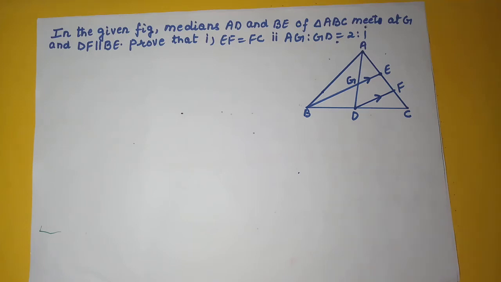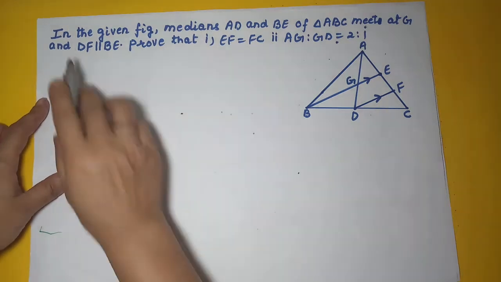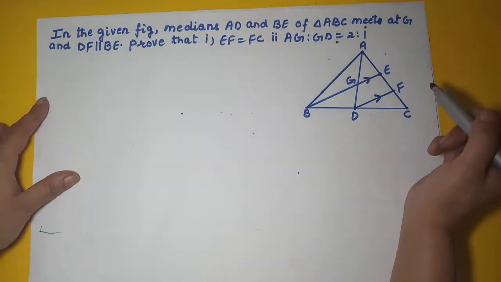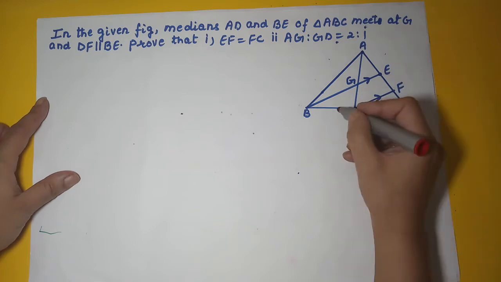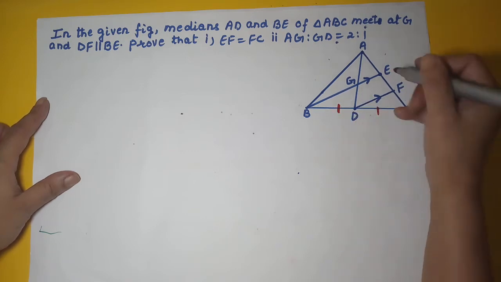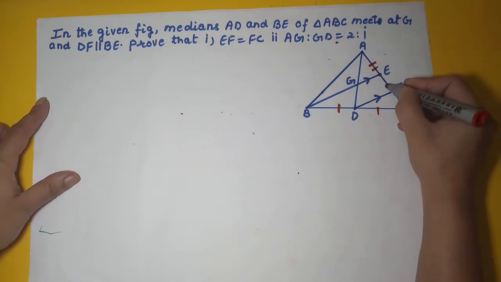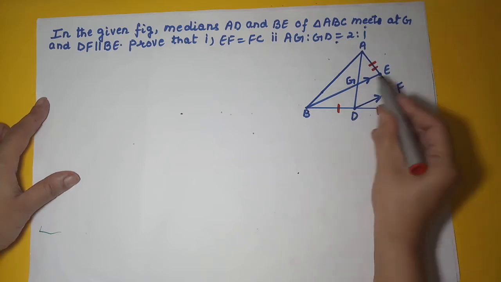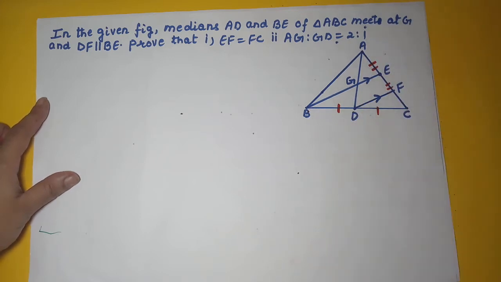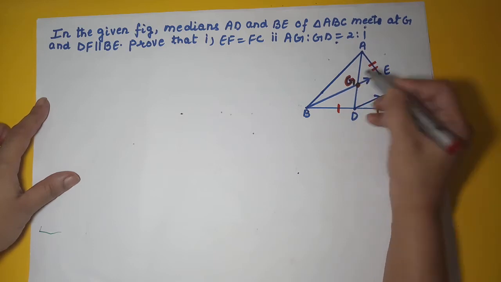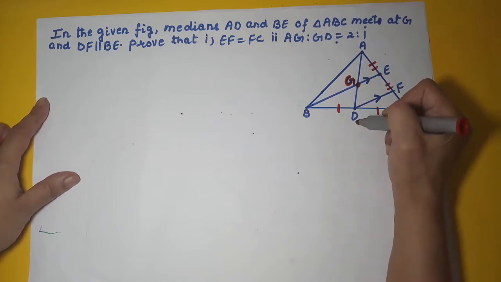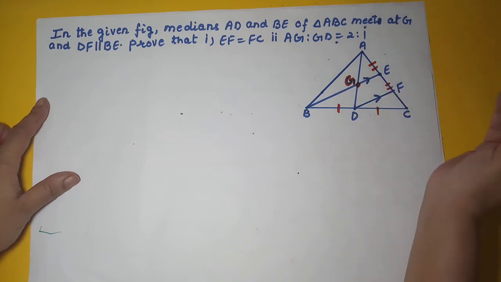We are continuing with the similarity of triangles. Here the question is, in the given figure, medians AD and BE. That means this side is equal to this side and this side is equal to this side. BE and AD are medians, so this point is G. G is called the centroid because the point where the medians meet is called the centroid.